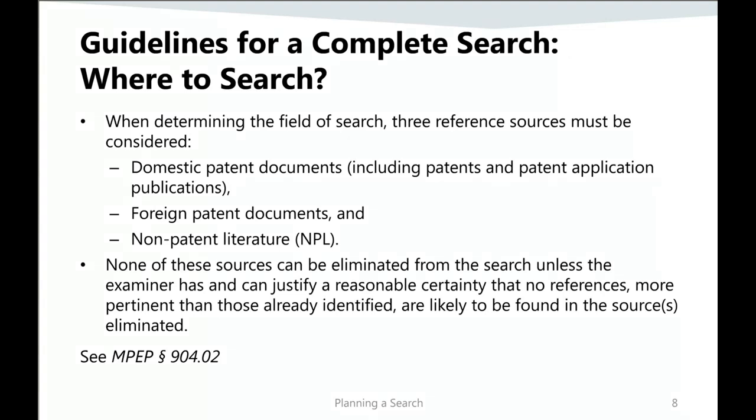In order for a search to be complete, all the most likely places should be searched. Generally, a search should include the following three reference sources: domestic patent documents, including both issued patents and published applications, foreign patent documents, and non-patent literature, or NPL. All three sources must be searched unless the examiner justifies with a reasonable certainty that no references more pertinent than those already identified are likely to be found in the sources not searched.